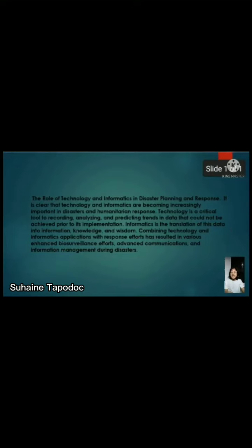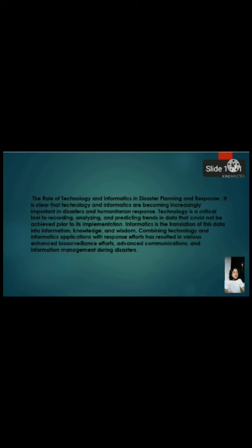The role of technology and informatics in disaster planning and response. It is clear that technology and informatics are becoming increasingly important in disasters and humanitarian response. Technology is a critical tool for recording, analyzing, and predicting trends in data that could not be achieved prior to its implementation. Informatics is the translation of this data into information, knowledge, and wisdom, combining technology and informatics application with response effort has resulted in various enhanced biosurveillance efforts, advanced communications, and information management during disasters.